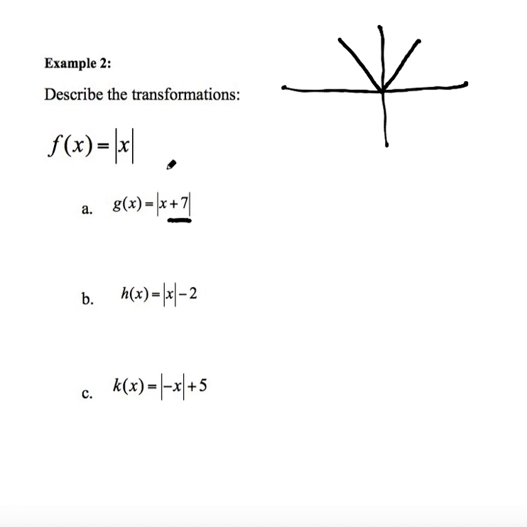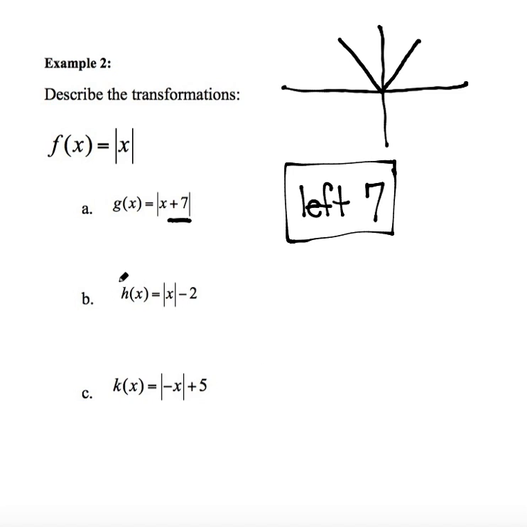This plus 7 is happening on the inside of our function. Remember, inside means we're shifting to the left or to the right. A plus is going to be a shift to the left. So we're going to shift this one to the left 7 units.